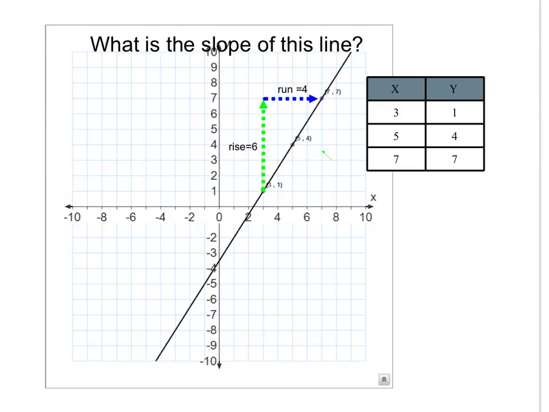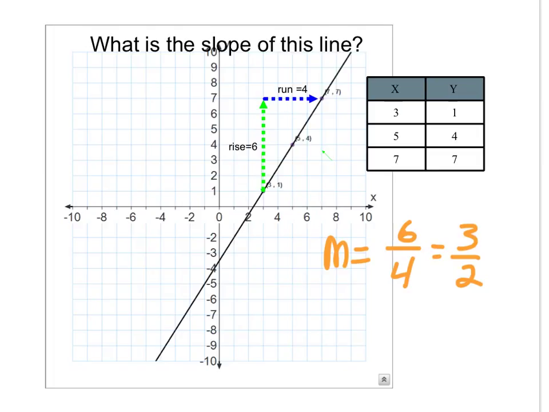So if I go from the point 3, 1 to 7, 7, that's going to be a rise of what? What's my vertical change? Vertical change of 6. My run is 4. So what would be that slope? It's positive, right? So that's a slope of 3/2.